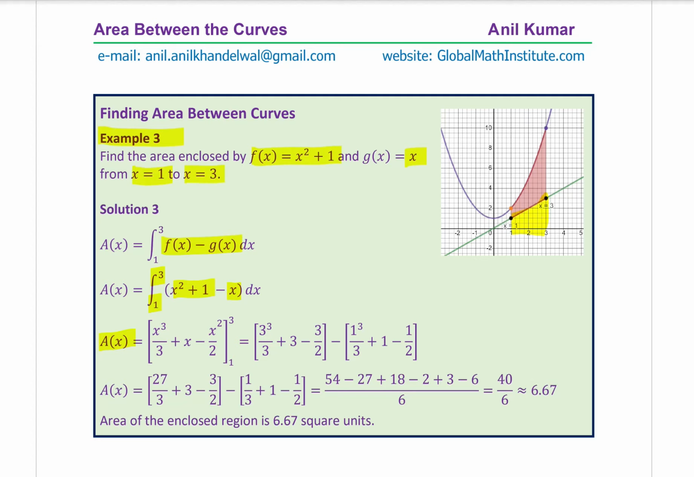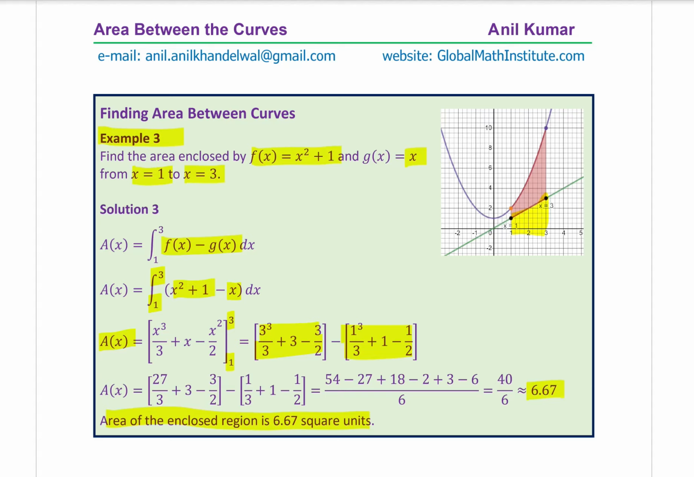So the area in this particular case is x cubed over 3 plus x minus x squared over 2, and the boundary is between 1 and 3. So when you substitute the values, you find the difference F of b minus F of a, and you can calculate this. The answer comes to 40 by 6, which is approximately 6.67. So now we can write down that the area enclosed by the region is 6.67 square units.